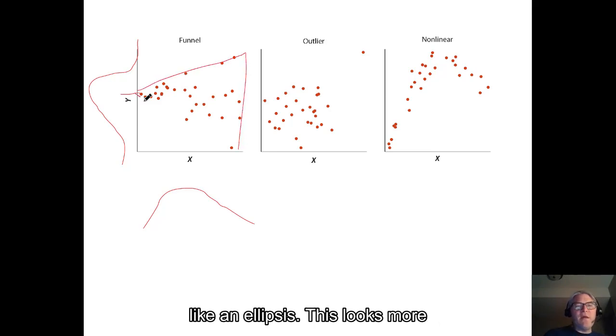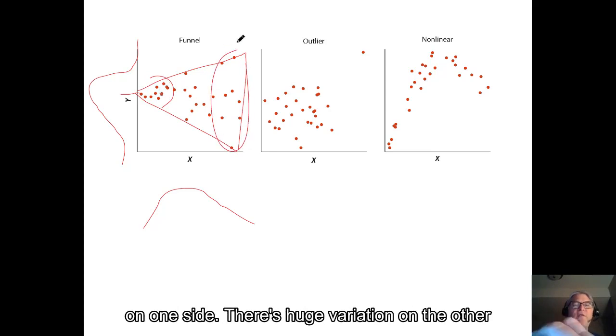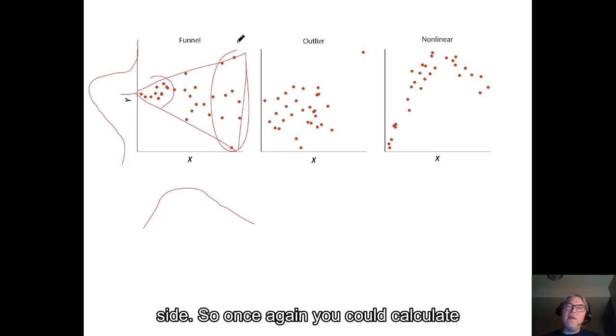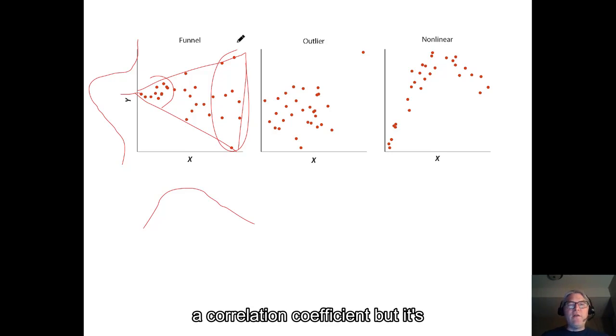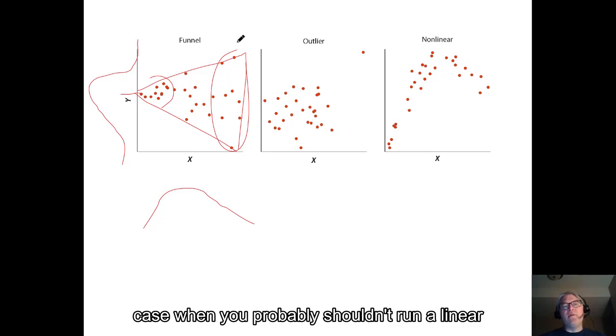This doesn't look like an ellipse. This looks more like a funnel, right? There's very little variation on one side, and there's huge variation on the other side. So once again, you could calculate a correlation coefficient, but it's kind of a meaningless analysis if you're violating the assumptions. And so this would be a case when you probably shouldn't run a linear correlation.